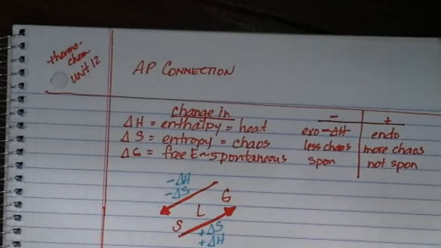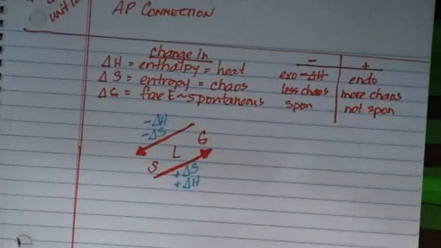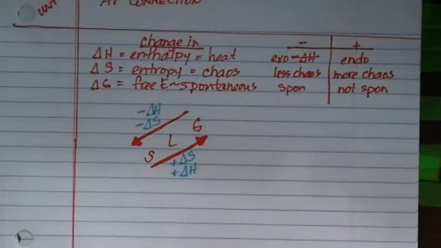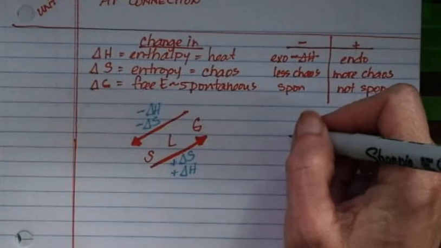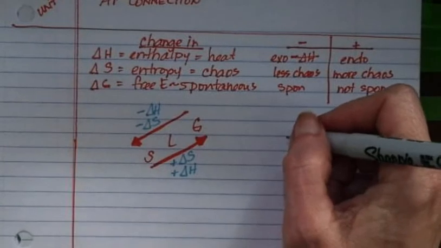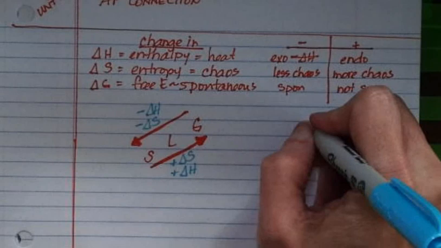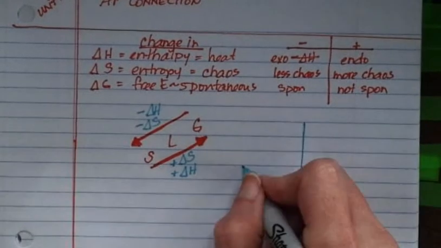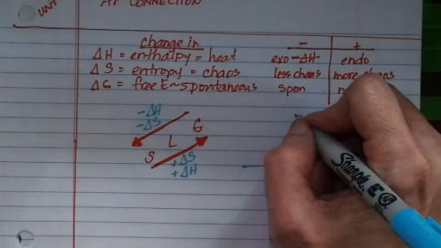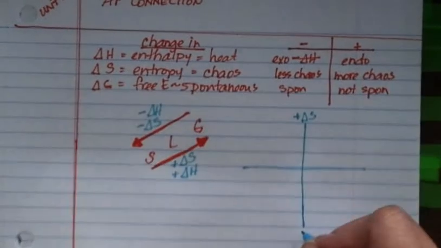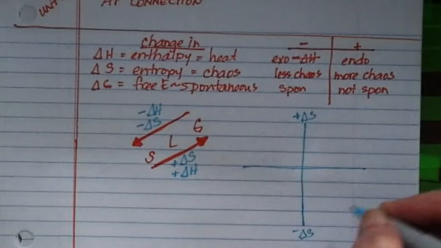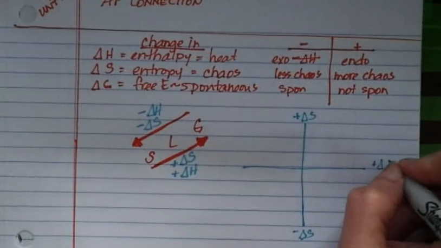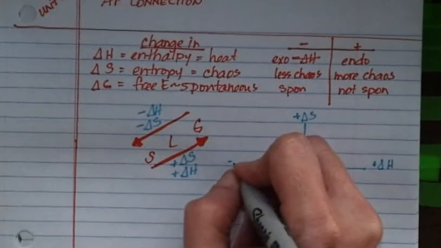Now, there is a chart that I make my AP students learn how to draw that kind of helps with all this delta G, delta S, and delta T. I'm just going to show it to you here. It's just a little graph. We have positive delta S, negative delta S. Horizontal, we have positive delta H, and we have negative delta H.